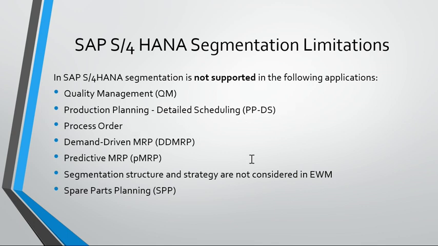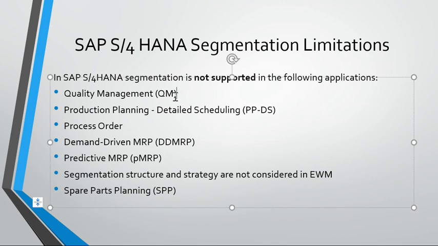Process order, it is completely missing. Demand DDMRP, it is missing. PMRP, it is not there. Segmentation and strategy are not considered in EWM, that I already told. And SPP side also, it is not available. So there are a few limitations we need to understand before starting the segmentation functionality.